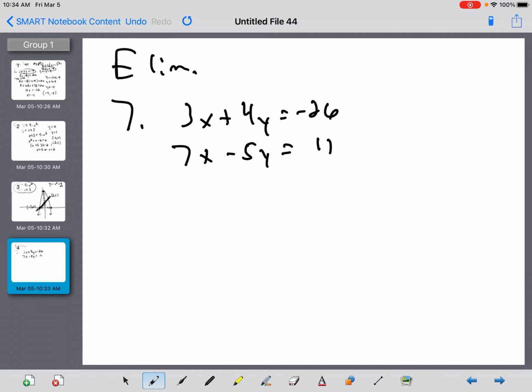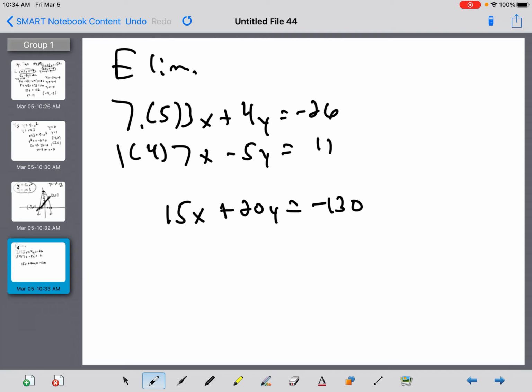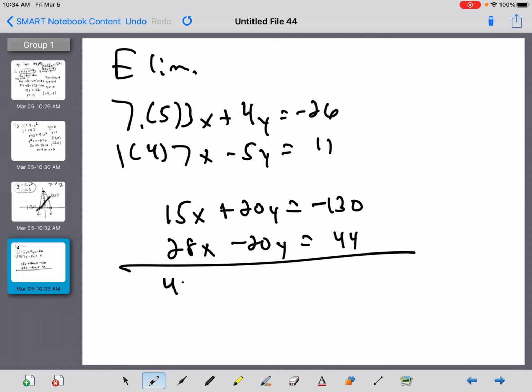So I'm going to multiply this top equation by 5 and this equation by 4, and then I'll have a 20 and a negative 20. So the top equation becomes 15x plus 20y, and then negative 26 times 5. That's negative 130, guys. And then here times 4, I have 28x minus 20y, and this would be 44. And so when I add, I get 43x equals, and that would be negative 86.